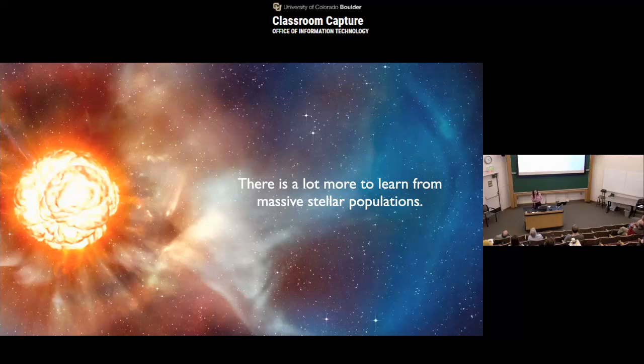Okay, so there is also a lot more that we can learn from red supergiants and yellow supergiants in stellar populations. I don't have time to go into a lot of detail with this, but I just want to stress some results that can only come about when you look at stars in a population rather than looking at single stars.